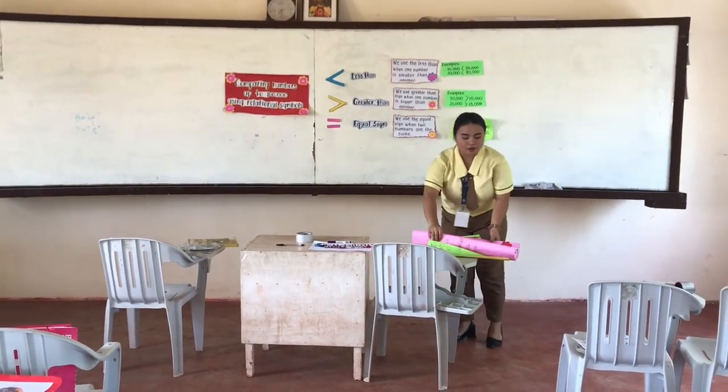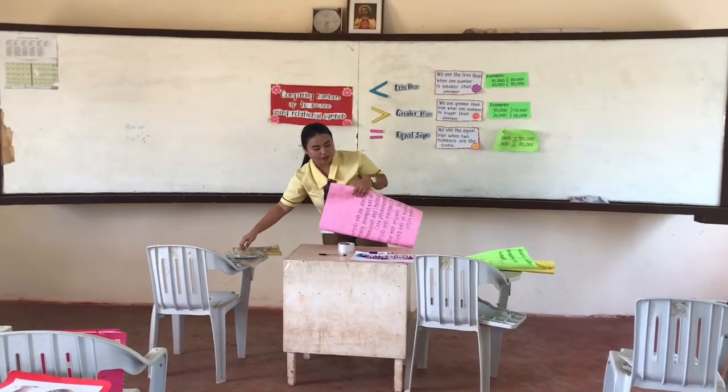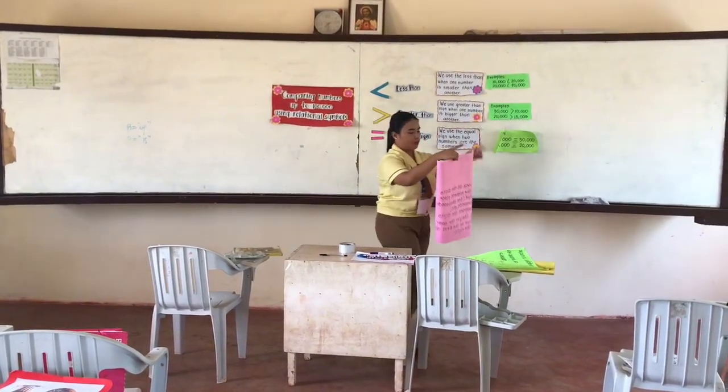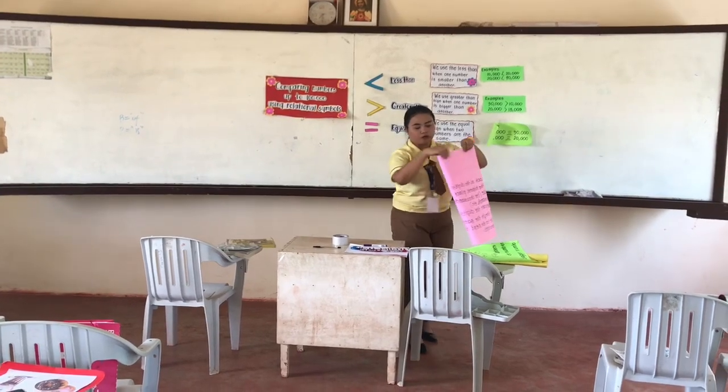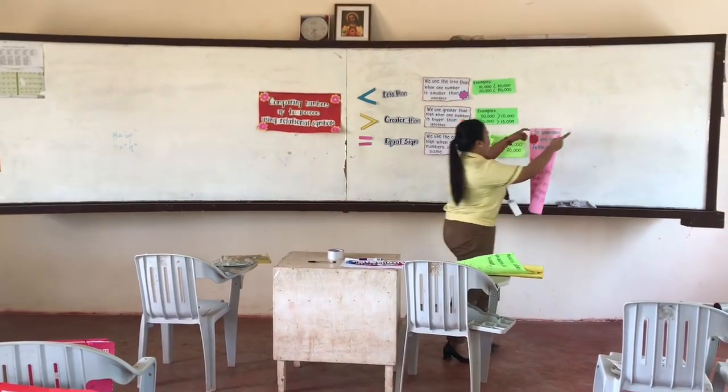So, class, to be able to understand more about this topic, let's have these steps on how to compare numbers up to 100,000. So you must follow these steps.